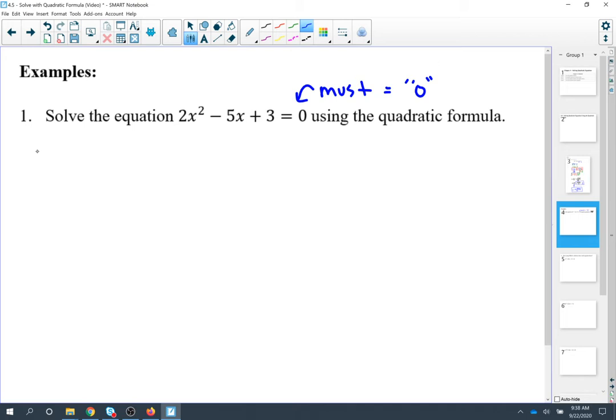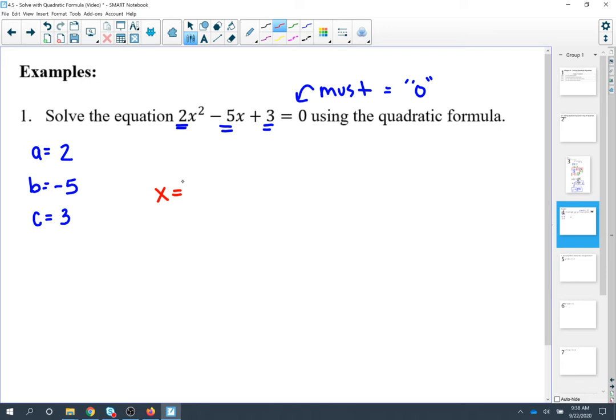Then we make a list, a, b, c. Your a value is the coefficient on your x squared term, so 2. Your b value is the coefficient on your x term, so -5, and your c value is your constant, so 3. We're solving for x, so x equals.